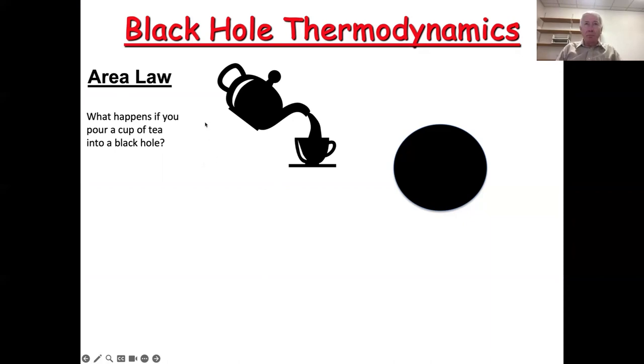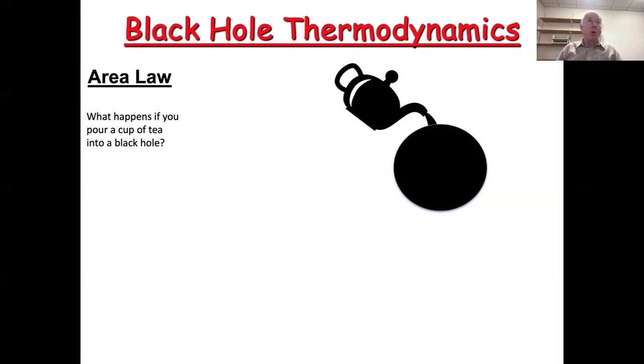when John Wheeler was having a meeting with his grad students, and they met over tea, and he asks, what happens if you pour a cup of tea into a black hole? Which sounded like a silly question, but the concept of a black hole was fairly new then. And what Wheeler realized is that if it truly is black, it has to be an object at 0 degrees Kelvin, absolute zero, because it absorbs everything and emits nothing. And if it emits nothing, it can't emit heat.